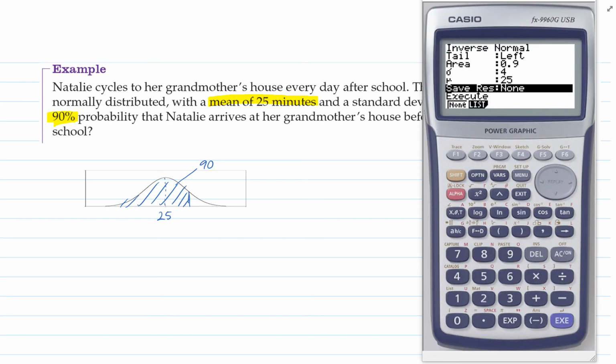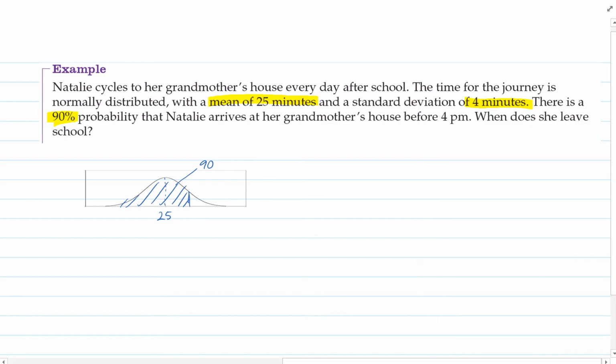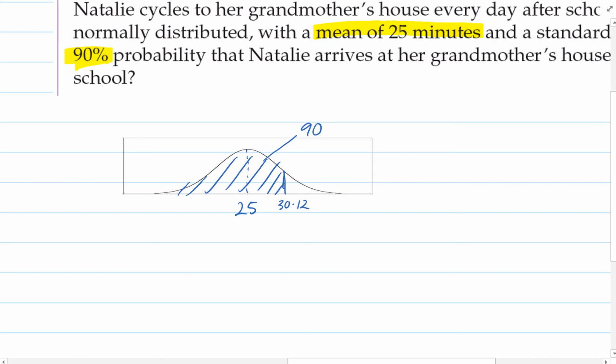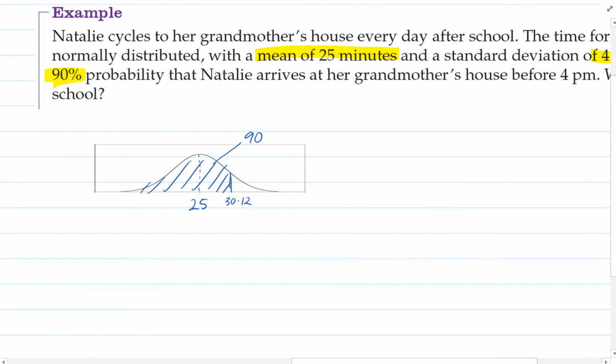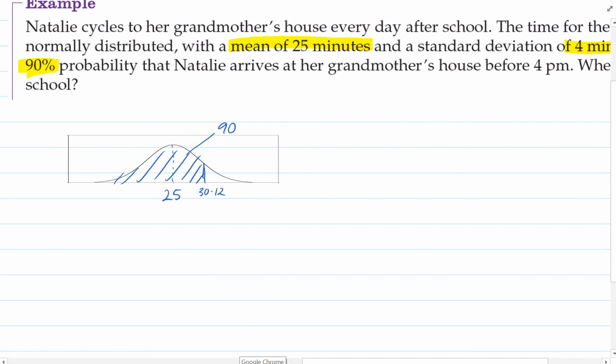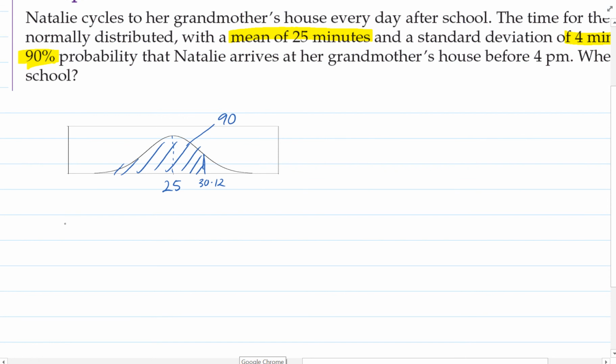So applying an inverse problem here, we've got our tail left, area 0.9, standard deviation of 4 and mean of 25, and that gives us 30.12. So in other words, the cut-off travel time for her to get to her grandmother's on time, or by 4 o'clock, is 30.12. So that means that her school would finish 30.12 minutes before 4 p.m. So that means that, roughly speaking, her school finishes at around 3:30. So we can write that in as our answer.